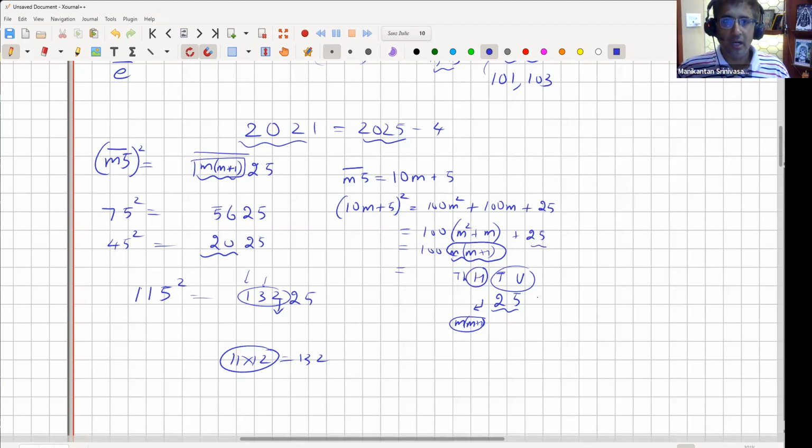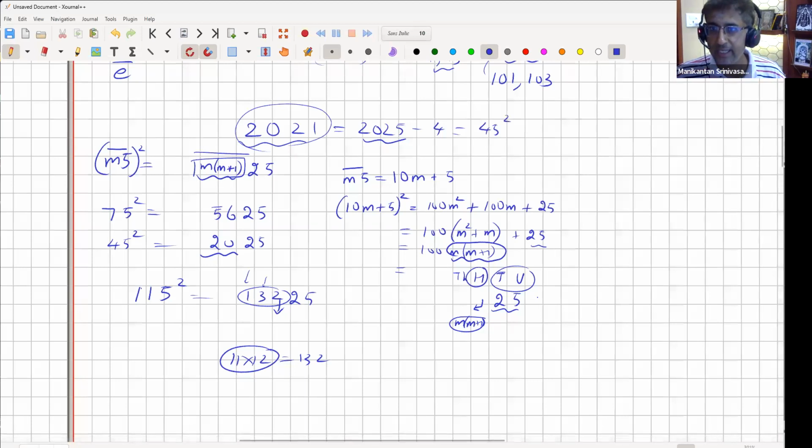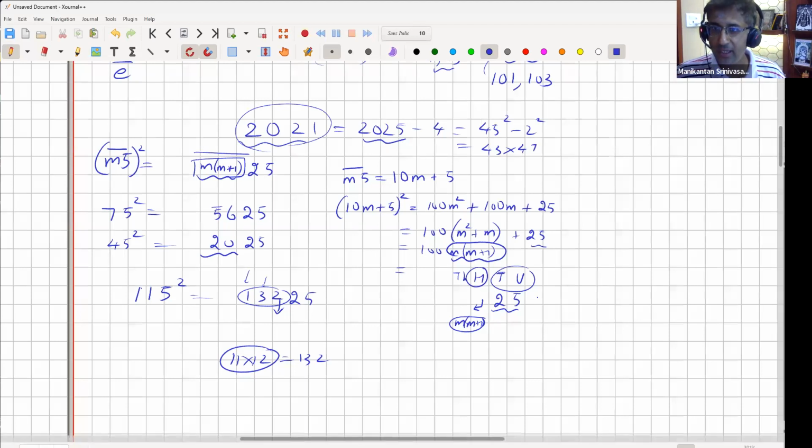Okay, so where were we? So 2021 someone gives, right? Again, always look for perfect squares around it, which is easy to spot once you know the sum of squares patterns. And then now you know it's not prime. Why? Because this is 45 square minus 2 square to your rescue. It's 43 into 47. And 43 and 47 are both primes. So if some question was related to 2021, and something related to the prime factorization, you can get yourself ahead by a few paces if you figure this out quickly, right? And then you'll know it's 43 times 47.